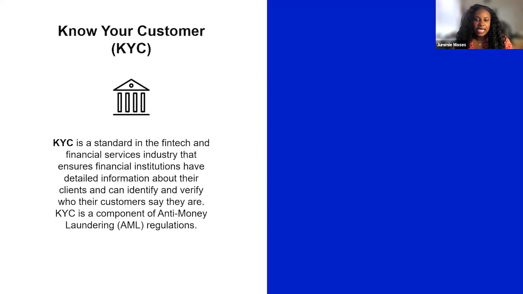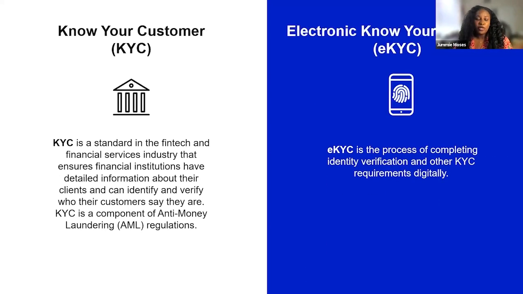So now, what is eKYC? Simply put, eKYC, also known as Electronic Know Your Customer, is the digitized version of the Know Your Customer protocol. eKYC is the process of completing identity proofing and verification and other KYC requirements 100% online. eKYC typically involves electronic forms, digital documents, and other varying degrees of automation. And like the standard KYC, eKYC typically occurs during onboarding.